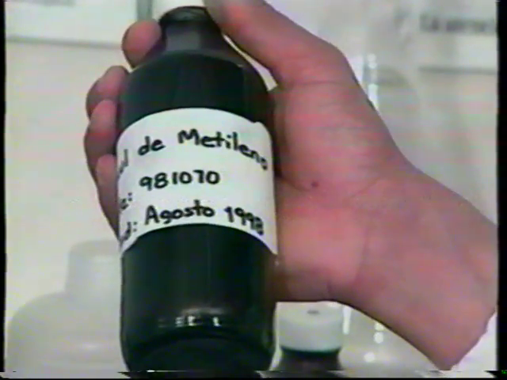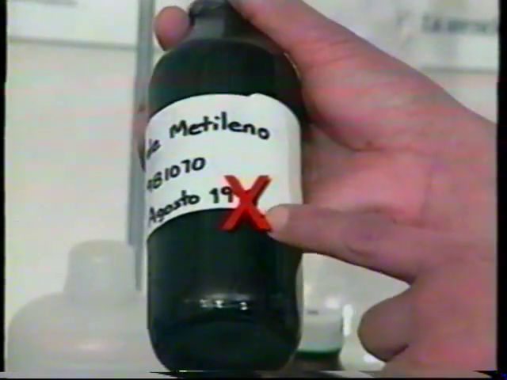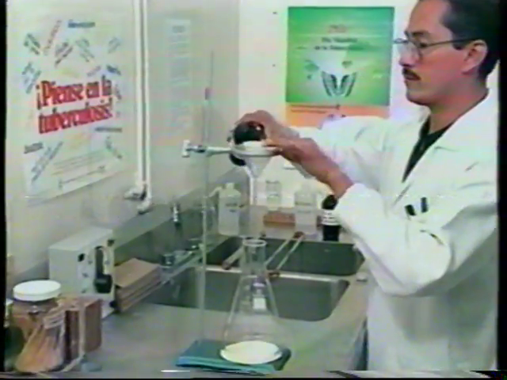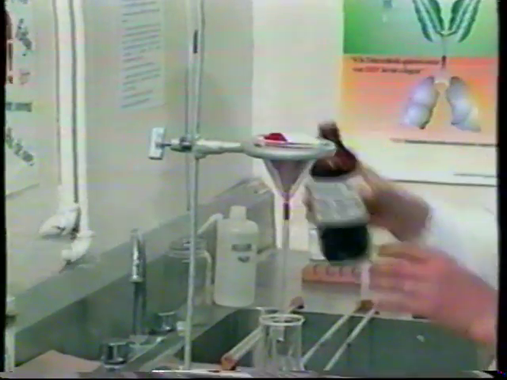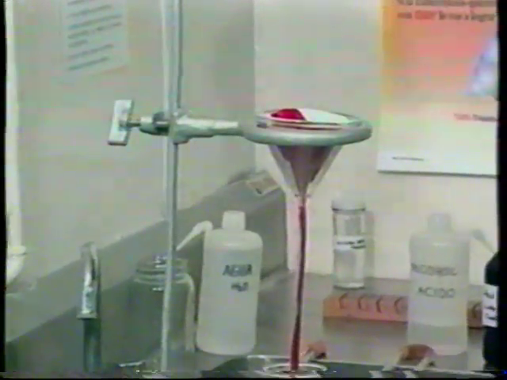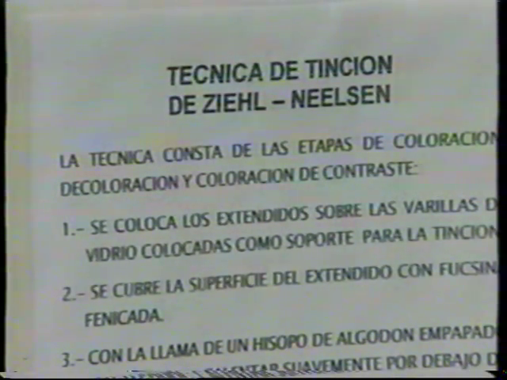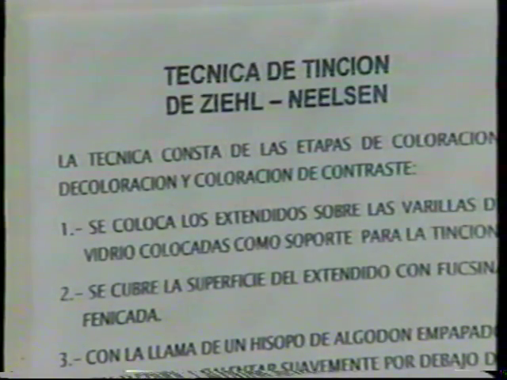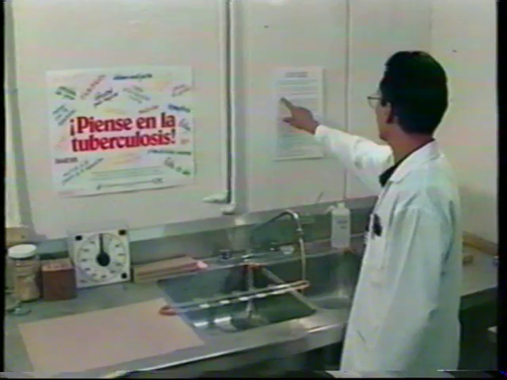All reagents must have expiration dates. Discard all expired reagents. Filter carbolfuchsin prior to use. If a precipitate is still detected, discard the stain. The staining procedure should be posted above the staining area. To avoid cross-contamination, never stain AFB smears in a staining dish.